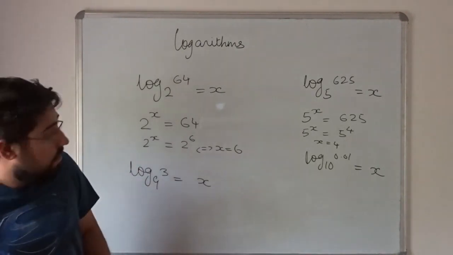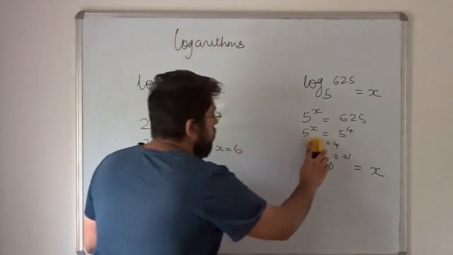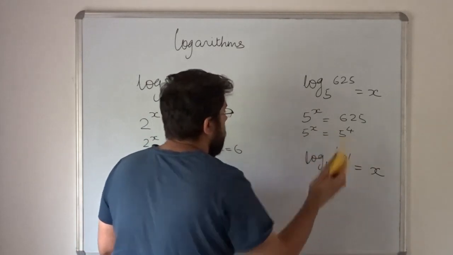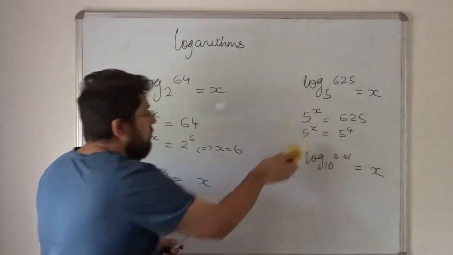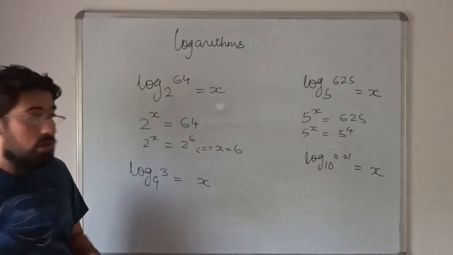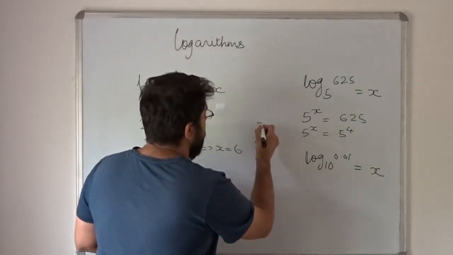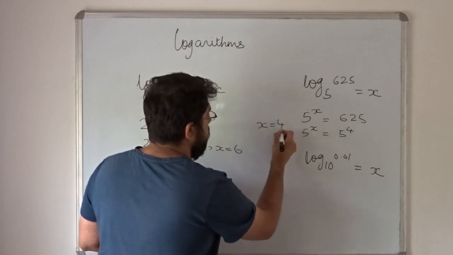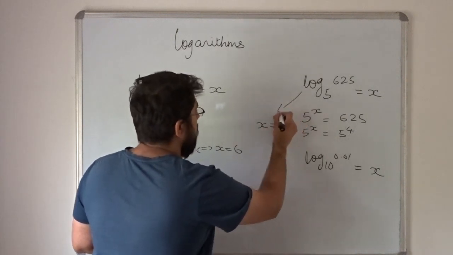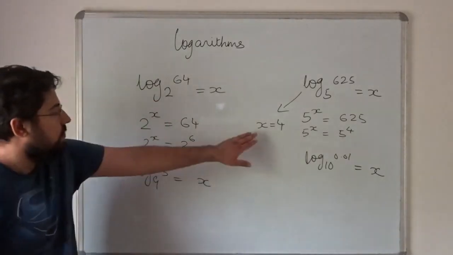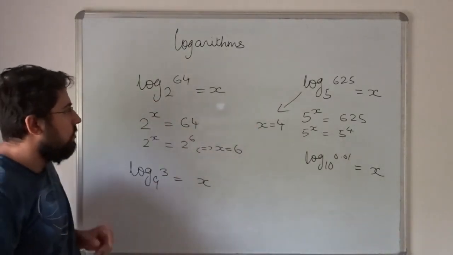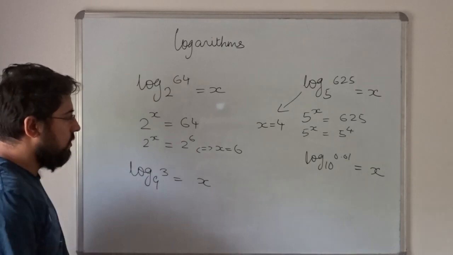I don't think you can see that properly, so I'm just going to write that here. X is equal to 4. So I've put an arrow just so that you know x is equal to 4.